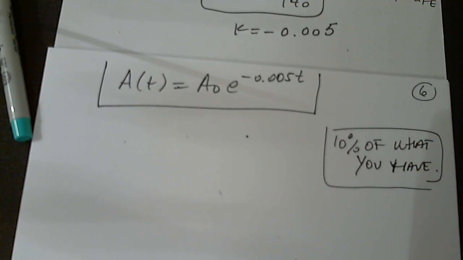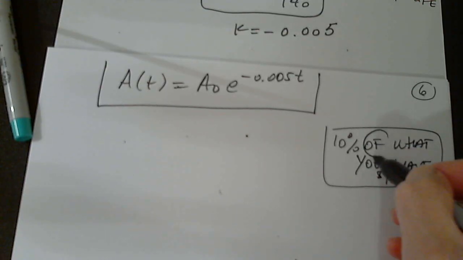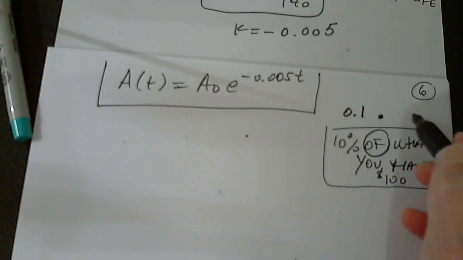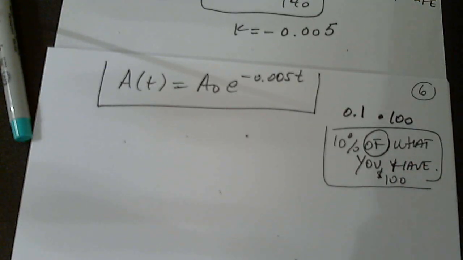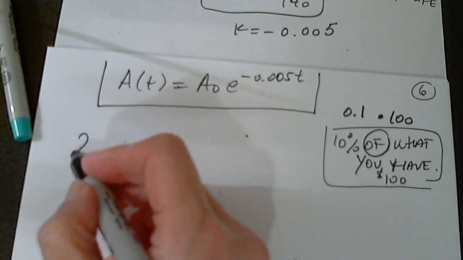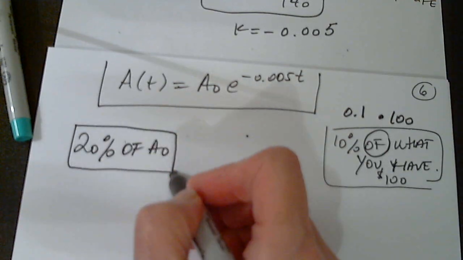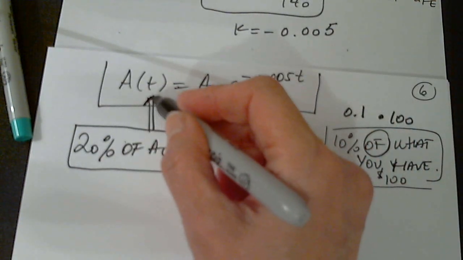What operation is that? Let's say you have $100 in your pocket, and I'm telling you, in my own pocketbook, I have 10% of what you have. Would it be multiplication? Of course. Thank you so much. The word of means multiplication. So 0.1, which is 10%, multiplied by 100. Correct. Good. So now we come back. They say 20% of A0, and 20% of A0 is this quantity.